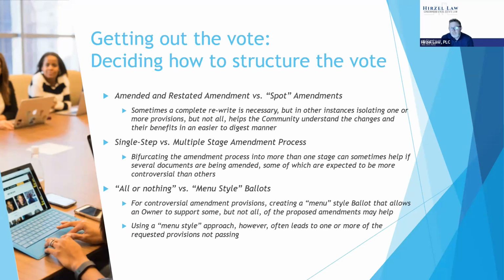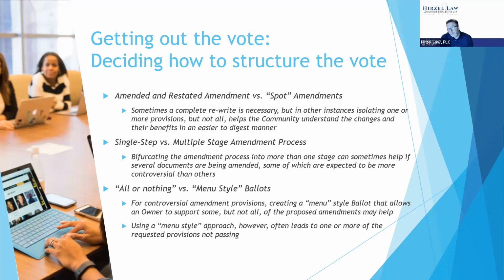But in some circumstances, it's not possible to really understand whether or not a particular provision will be successful or not. Maybe there's a very restrictive rental provision. Maybe there's a more restrictive provision on vehicles. But in certain settings, using a menu provision to separate out that more controversial issue could help lead to a successful outcome for the bulk of the amendments, even if that more controversial provision is not successful. And so that can be helpful in certain circumstances.